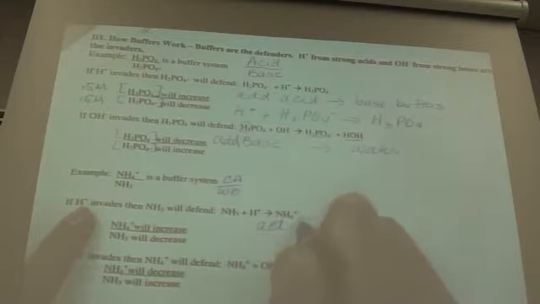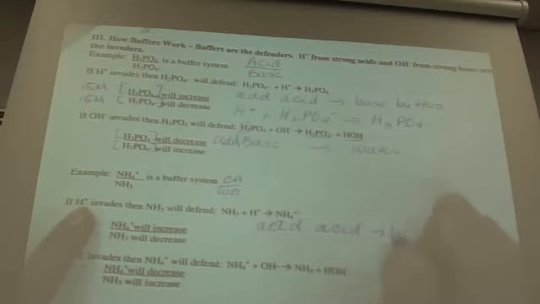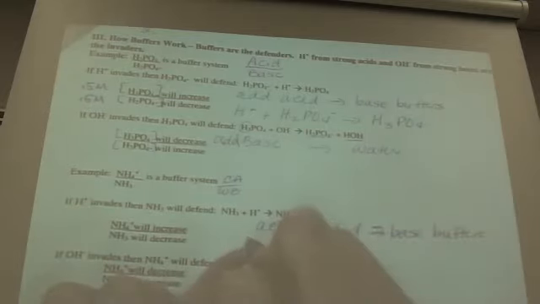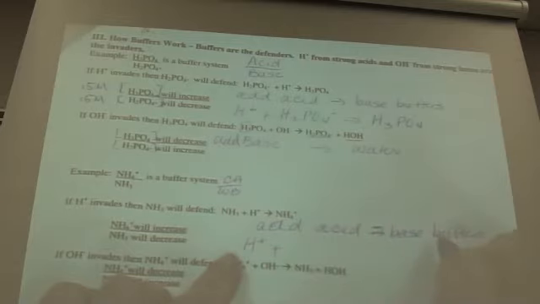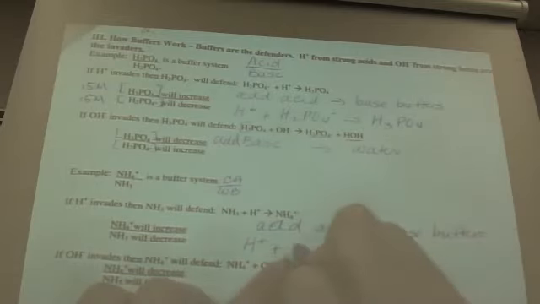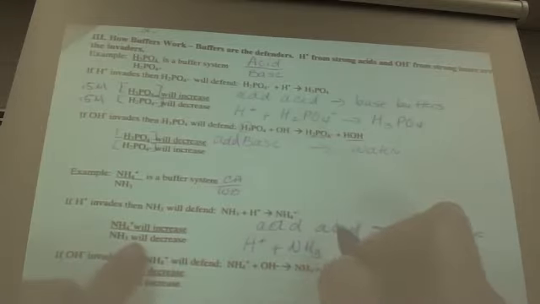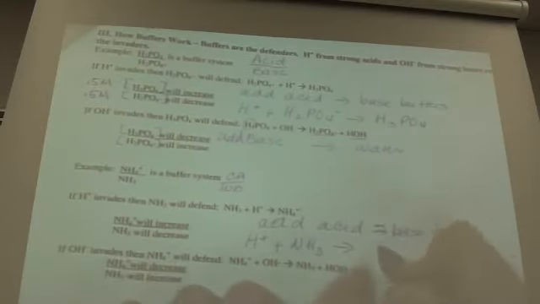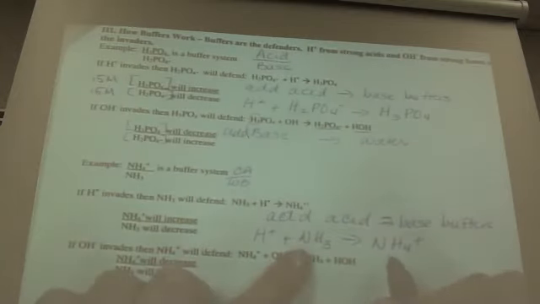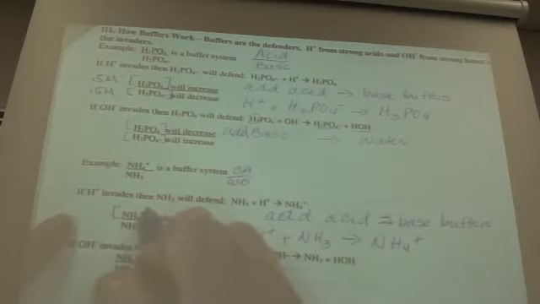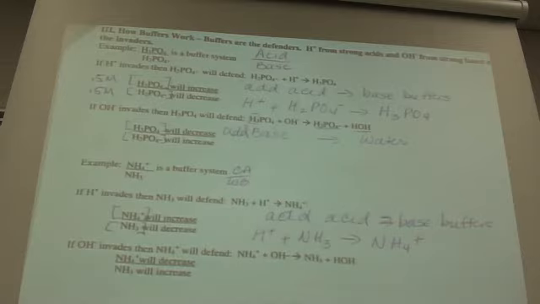Add acid. Base buffers. Add acid, base buffers, so we're going to add the acid, and the base is what's going to help out here. The base is the NH3, it's on the bottom, and what we are left with is the conjugate acid. So looking at this, the conjugate acid will increase and the base will decrease.